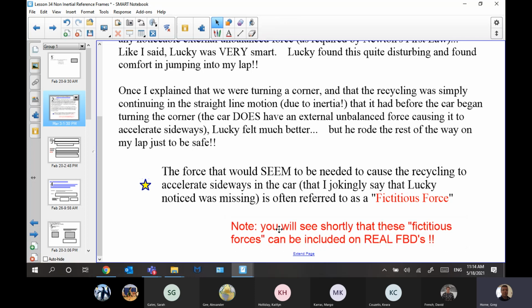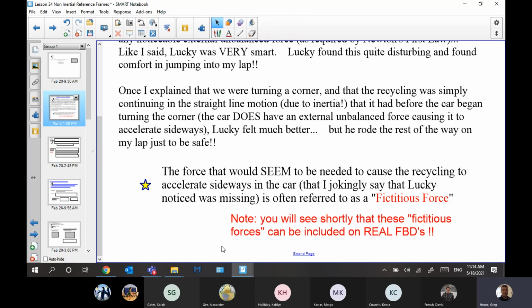You are going to see, though, that these fictitious forces can be included in real free body diagrams, and they will make sense. So I'm going to try and put that all together for you gradually over the next 3 lessons, actually, starting it today.